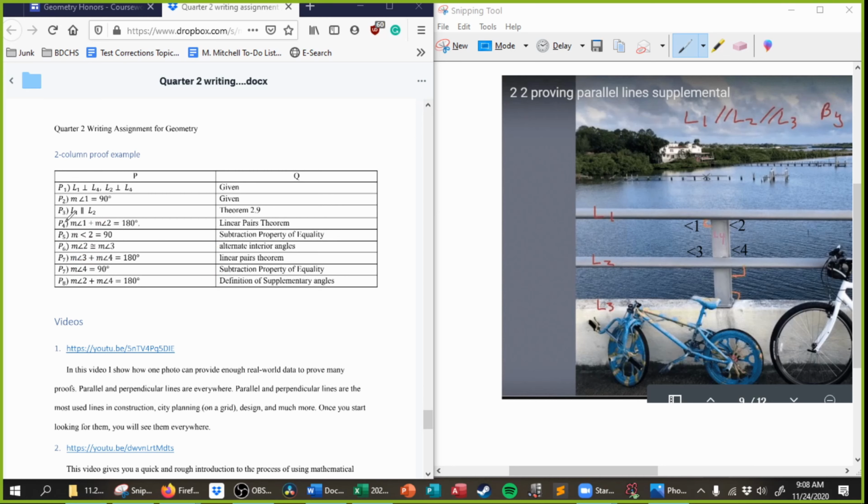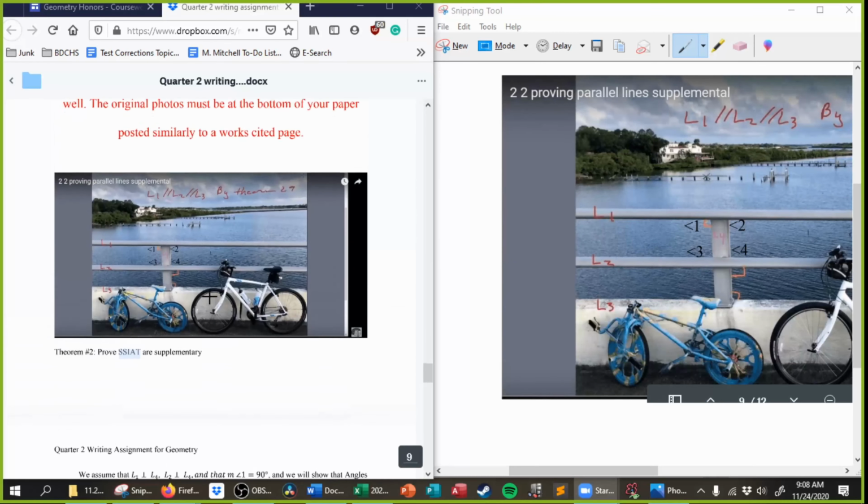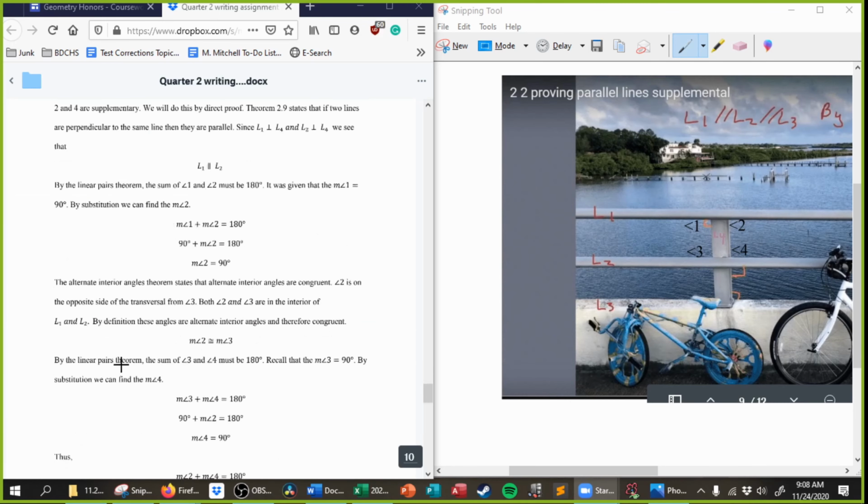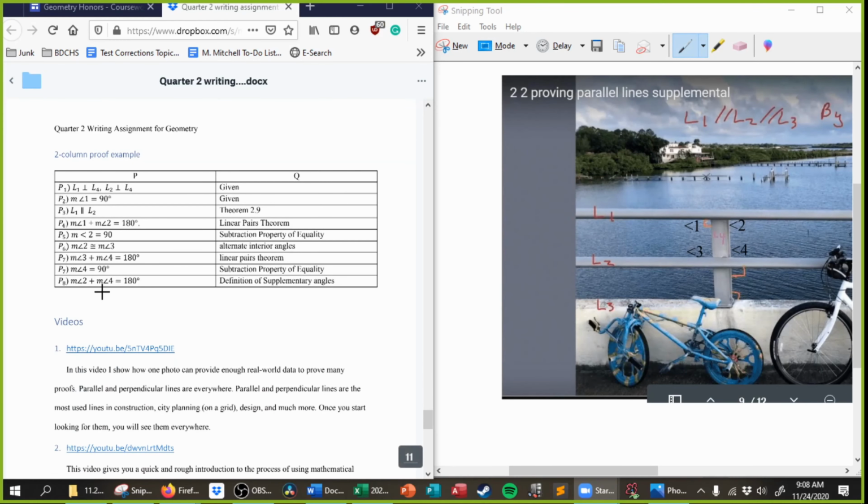Notice I said I was proving same-side interior angles. Did I ever use that word, though, in my proof? For the 2 column, absolutely not. I would just say I'm proving the same-side interior angles are supplementary, and that's it. I'm done. This is the definition of supplementary. Our reader would know that angle 2 and 4 over here are same side interior. They're on the same side of the transversal, and they're inside the parallel lines.